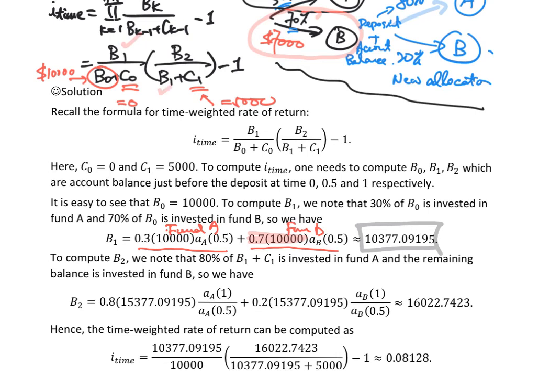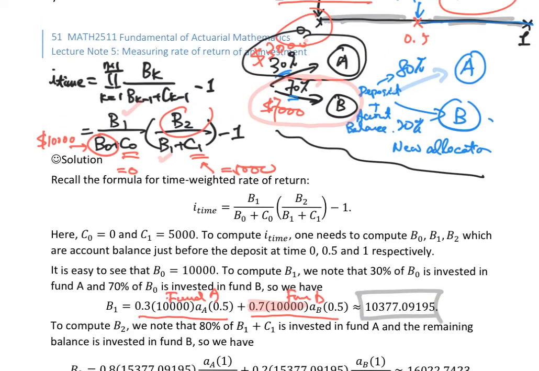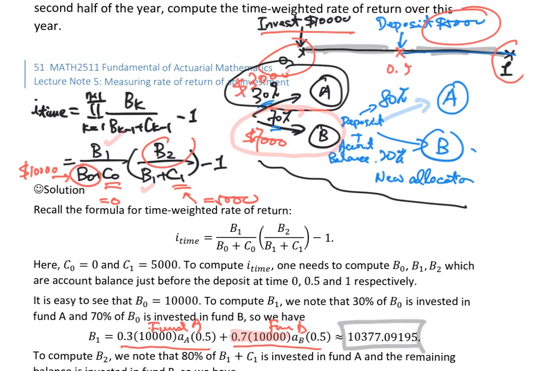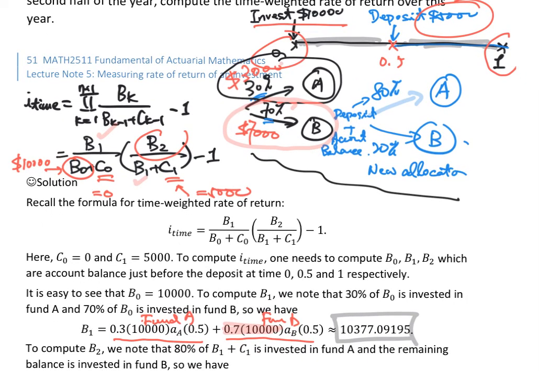Now the next thing is, how about B2? Remember B2 is your final account balance at time 1. To get that, remember there is another action taken by the fund manager. He will reallocate the money, and of course at the same time the investor also makes the additional deposit. So how do we handle that?